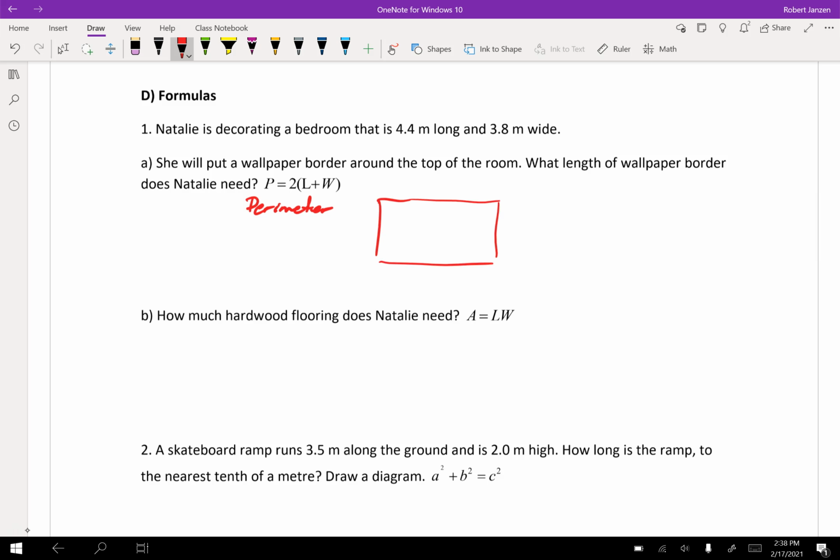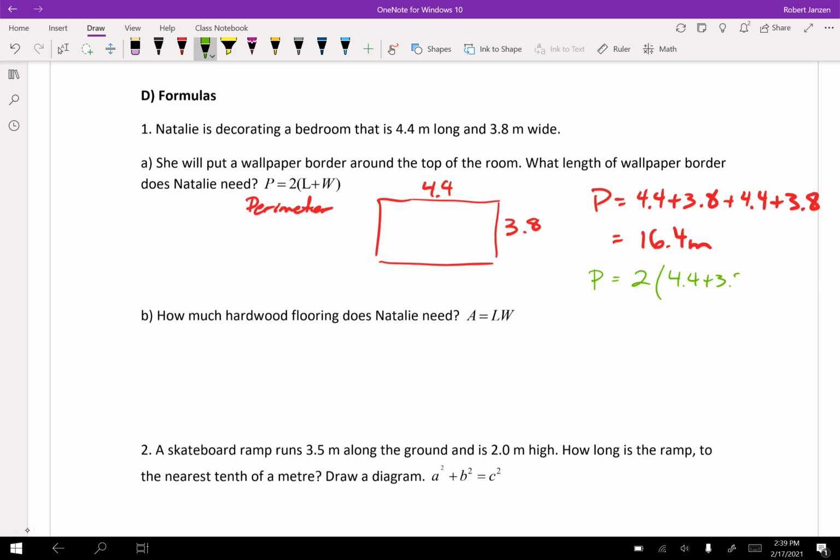Okay, so in this case, it says the room is 4.4 meters and 3.8 meters. And if I want to know what the perimeter is, I can use that formula, or I could just add up the 4 sides. Okay, in this case, there are 2 of each of these. And that's going to be 16.4 meters. By the way, if you use the formula, it would be 2 times (4.4 plus 3.8). This is going to give you the same thing. Okay, again, I don't care which way you do it. Whatever you remember learning, whatever you want to do.